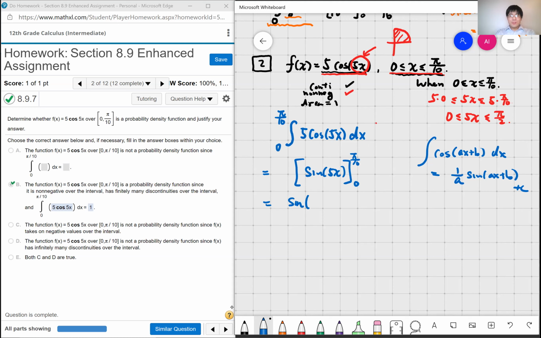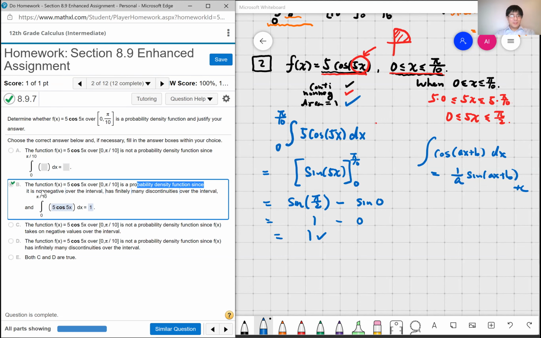Plug in pi over 10, you get sine of pi over 2, which is 1. Plug in 0, you get sine 0, which is 0. So this is equal to 1 minus 0. So the area under this curve is equal to 1. Because those three things are satisfied, this is called the probability density function. The function is a probability density function because it is non-negative over the interval and only has finitely many discontinuities over the interval. And finally, the area under the curve is equal to 1.